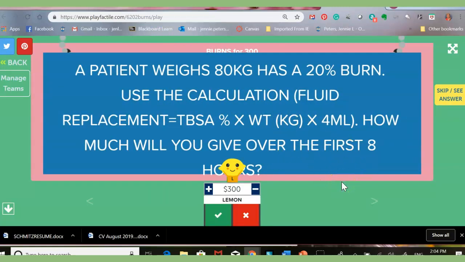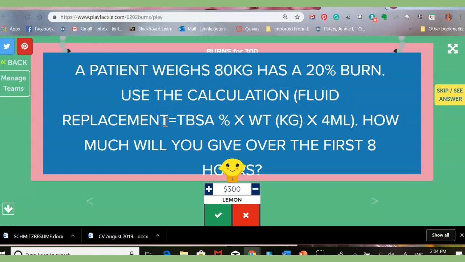Okay, now this is a calculation, so I want you to go through this and do the calculation. It's pretty easy because it's already out there for you. Here it says fluid replacement: the total body surface area percent times the weight in kilograms times 4 ml. So this is going to help you figure out what you're going to give as far as fluids. And perhaps you could have something like this on your exam. So you don't have to memorize the calculation here, but just understand how to calculate it.